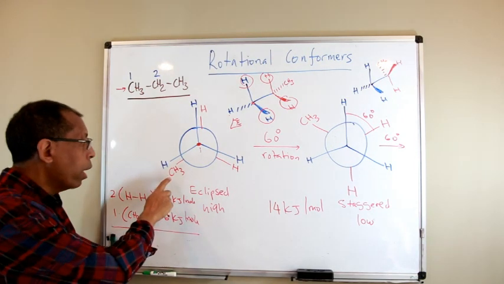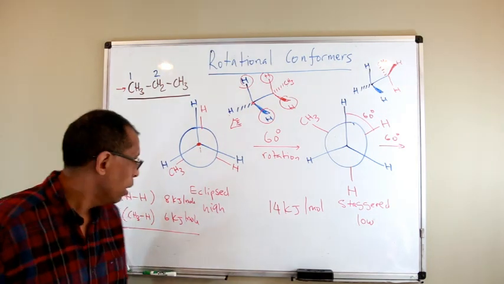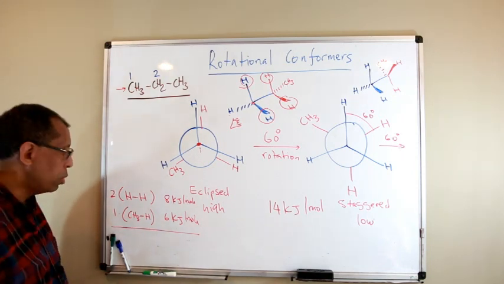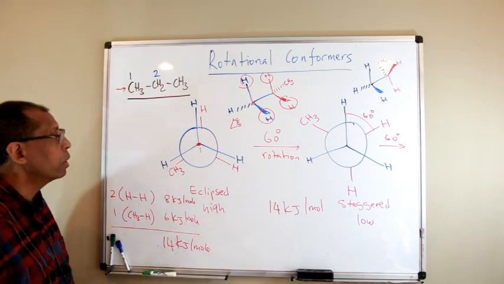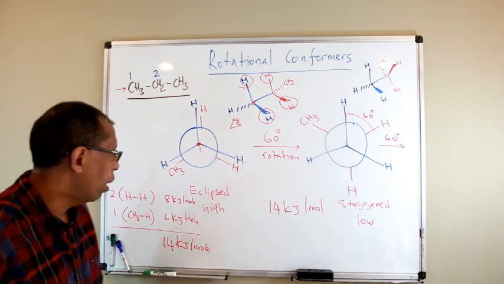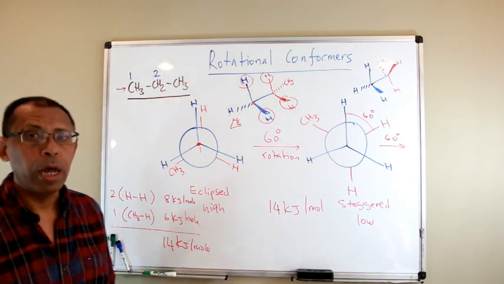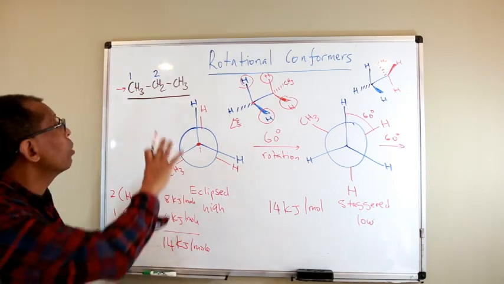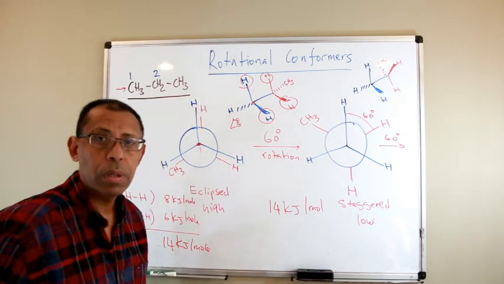But remember, this is a new one where we haven't seen this before. This is a methyl-hydrogen. A methyl-hydrogen eclipsed form contributes 6 kilojoules per mole. That means you have a steric plus a torsional contribution that adds up to 14 kilojoules per mole. So remember, each hydrogen-hydrogen steric plus torsion contributes 4 kilojoules per mole. Now we are introducing a new interaction between a methyl and a hydrogen, because methyl is larger than hydrogen, so the contribution is not 4 but rather 6 kilojoules per mole. So the difference between the eclipsed form and the staggered form is 14 kilojoules per mole.